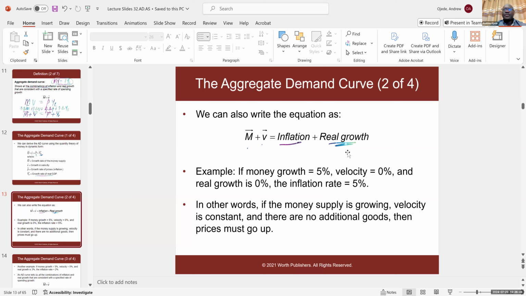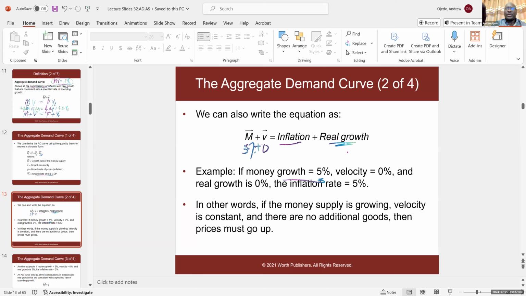Okay, so now we can do a simple example. If the money supply is growing at 5%, and velocity is growing at 0, so plus 0.